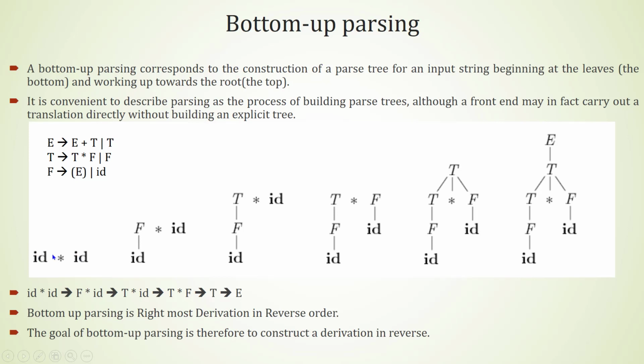So you look at this id star id. First, the production F derives id is applied. So I will get a tree like this. After that, I am applying the T gives F production. Next, I am applying the F gives id production. Next, I am applying the production T gives T star F. So I will get a tree like this. Then I am applying the production E gives T. So in the end, I got a parse tree where the leaves are id star id.